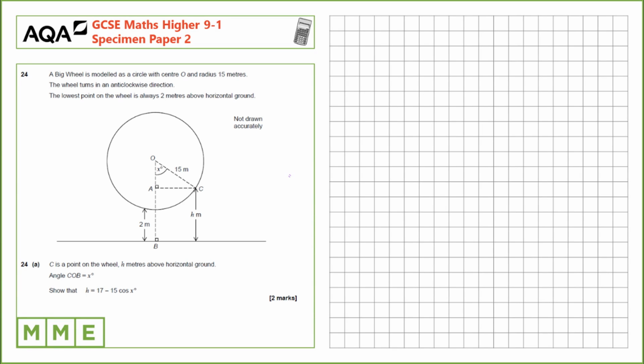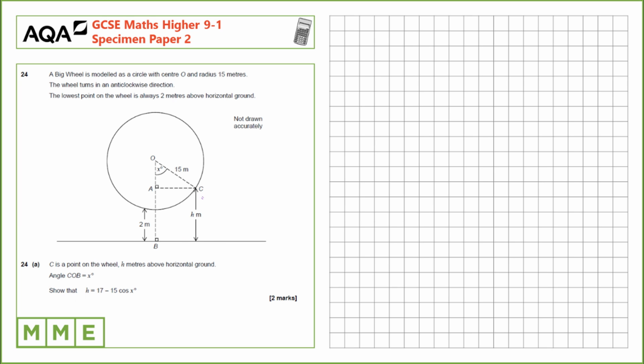Question 24. A big wheel is modelled as a circle with centre O and radius 15 meters. The wheel turns in an anti-clockwise direction. The lowest point on the wheel is always 2 meters above horizontal ground. C is a point on the wheel h meters above horizontal ground. The angle COB is x degrees, and we need to show that h equals 17 minus 15 cos x.